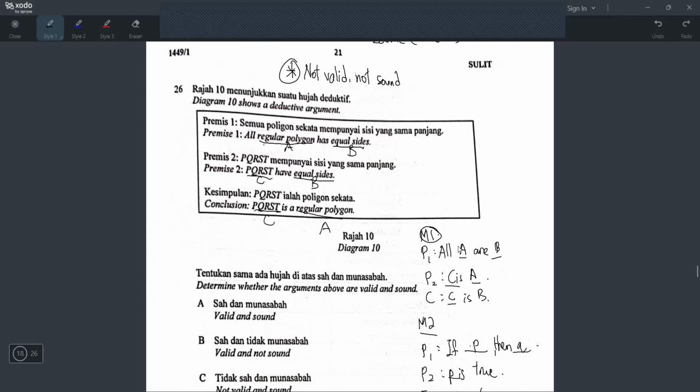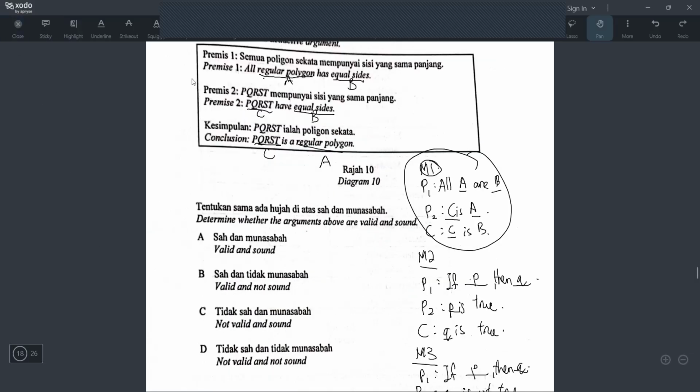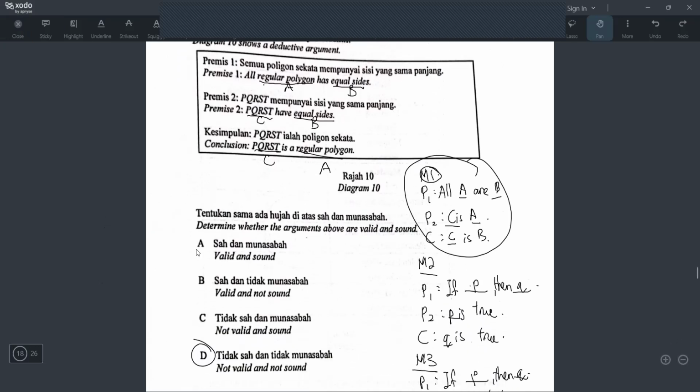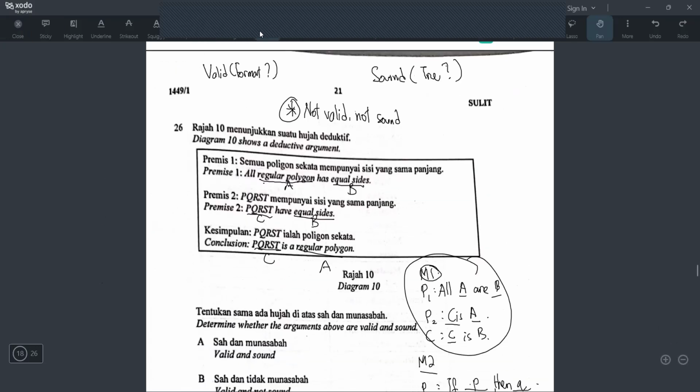Not valid. It doesn't even follow model 1, because model 1 has to be all A are B, C is A, then C is B. This one mentions C with B first, so it's not correct. It has to mention PQRST is a regular polygon and then PQRST has equal sides. Then only it is valid. So this one is not valid, and if it's not valid, it's automatically not sound. So the answer is D. It cannot be not valid but sound. I know your textbook shows one example of not valid but sound, but I mentioned already the textbook is wrong.